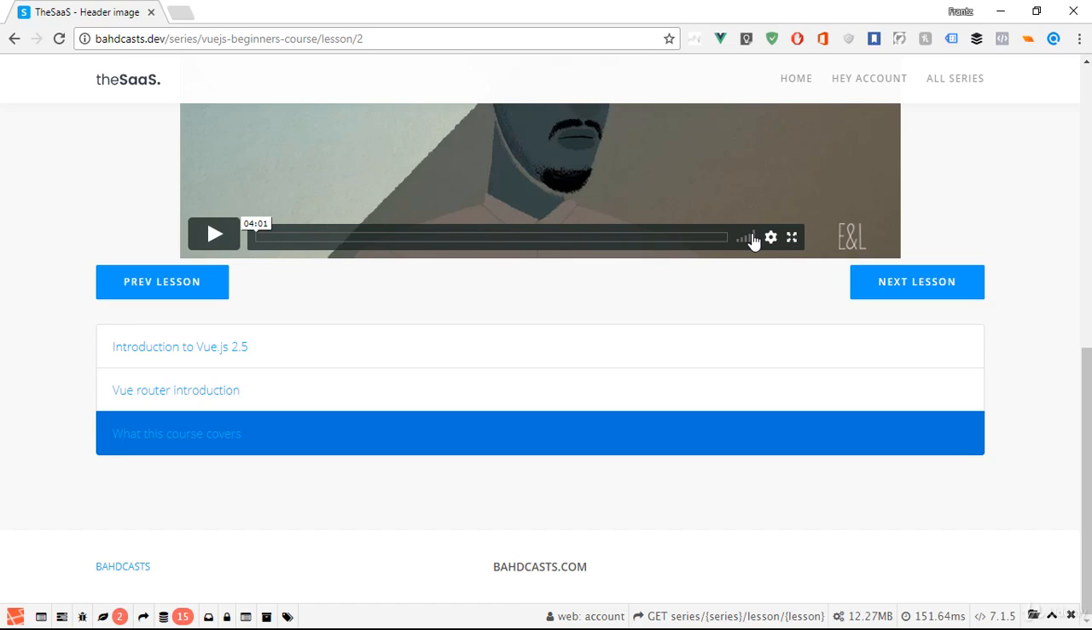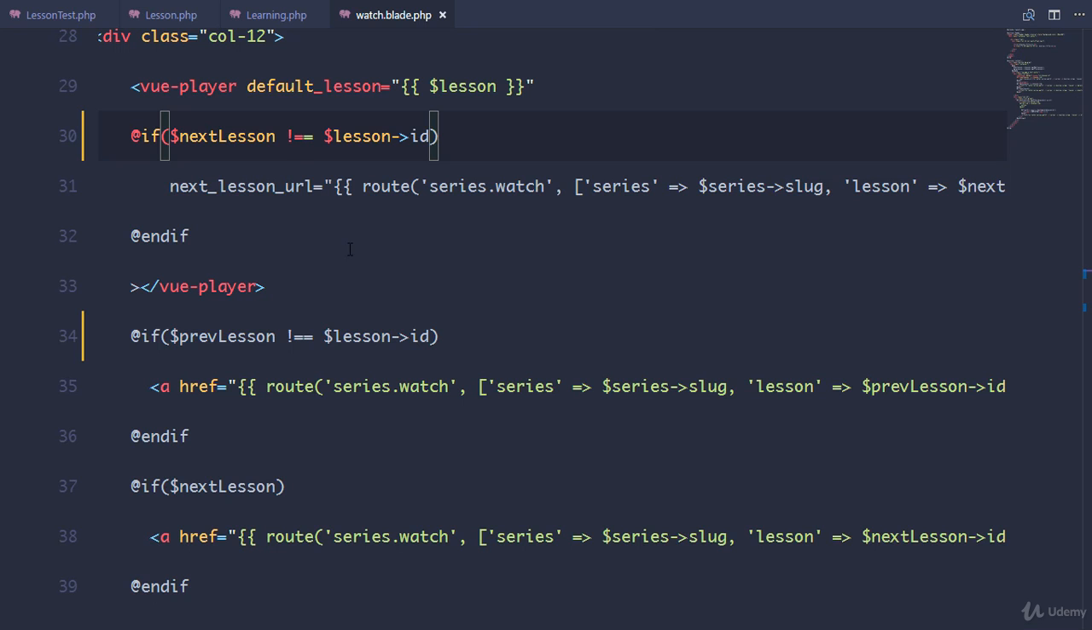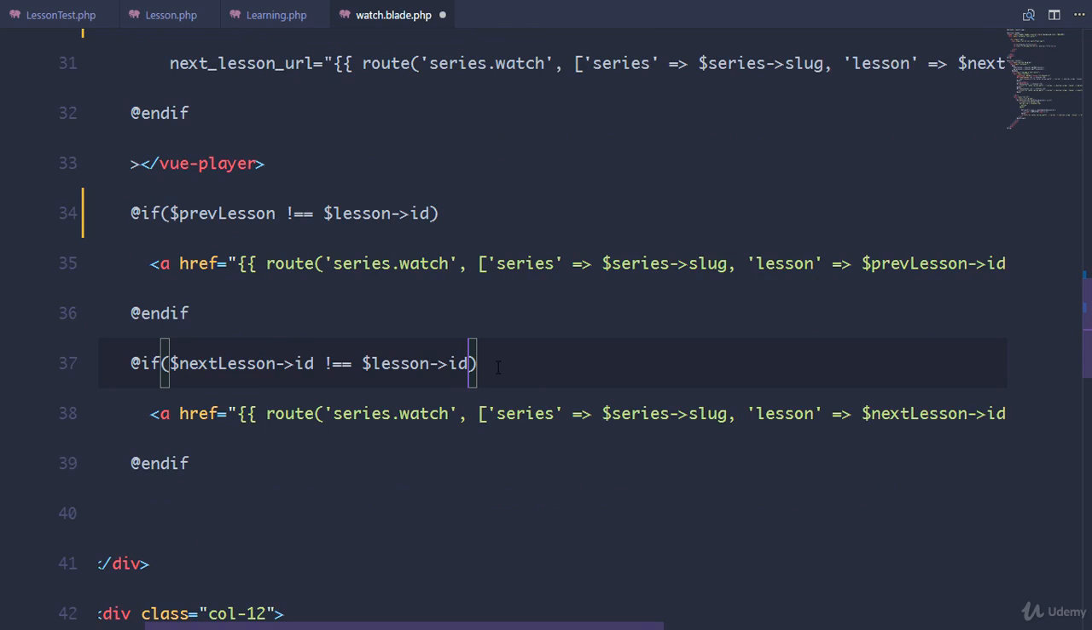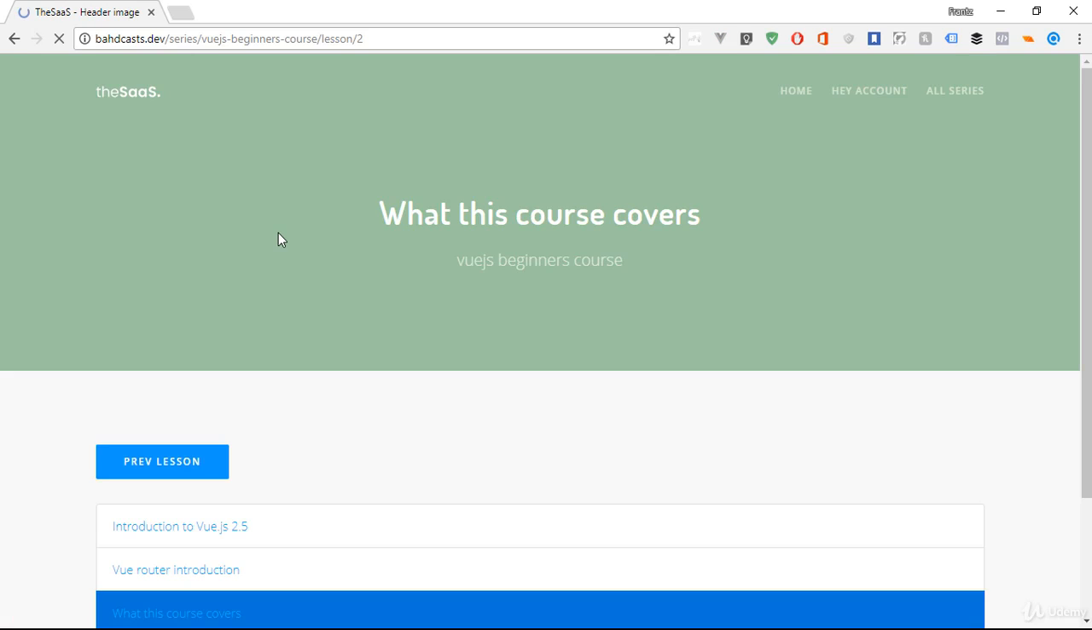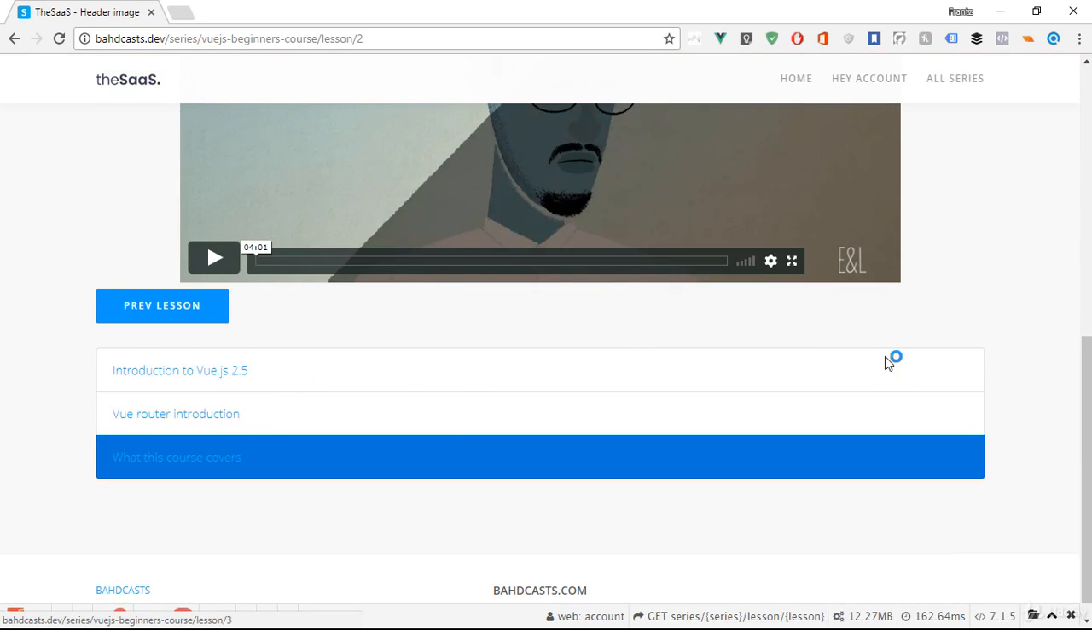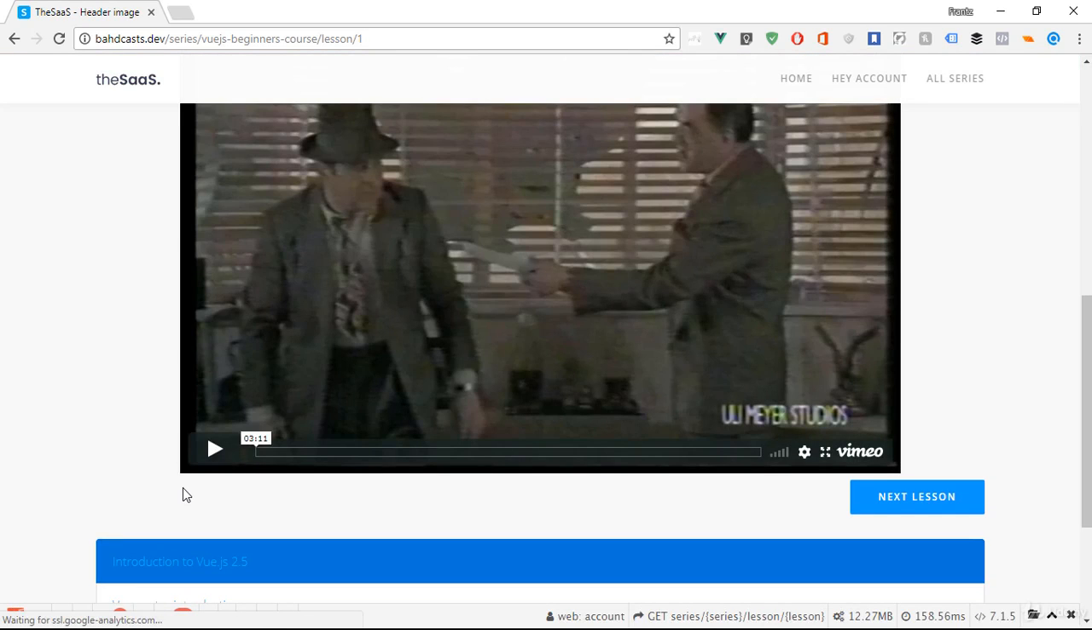So if we refresh now, it's not gone away. So we should be comparing ID, right? We should compare the IDs, and we should also implement that right here, and this should also say ID. Refresh. There we go. Looks like it's back to normal. We don't have that button. If I visit the first, we also don't have the button.